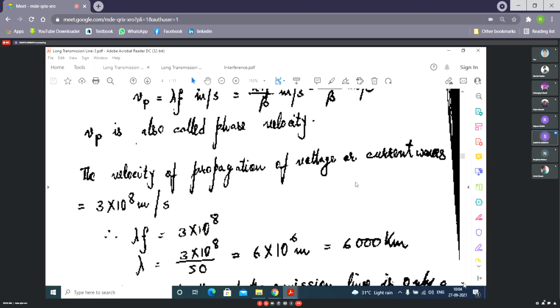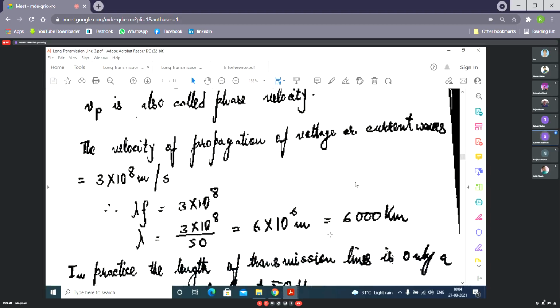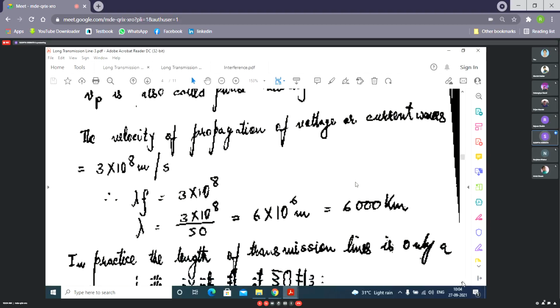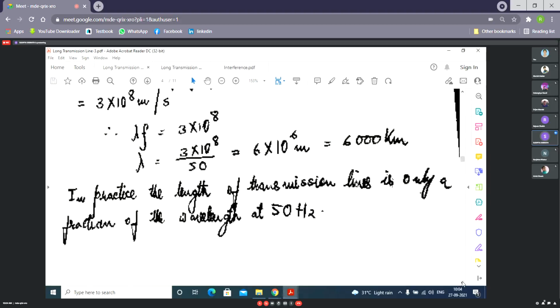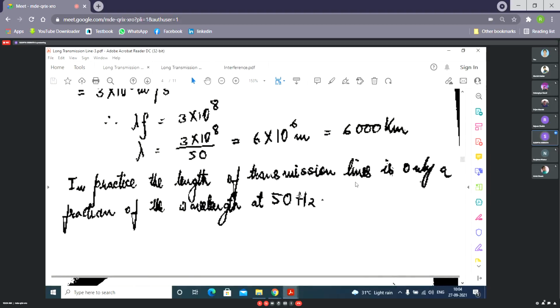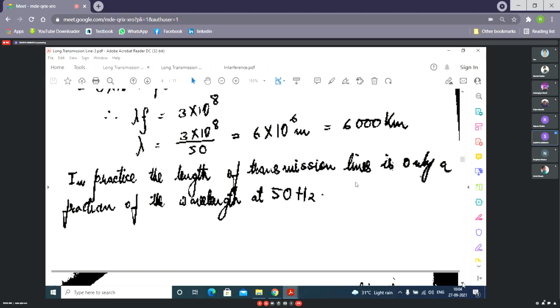But in actual practice, a transmission line cannot be of such huge length. Then there will be voltage drop, stability problems, lots of problems. So in practice, the length of the transmission line is only a fraction of the wavelength at 50 hertz. So it never occurs that there is a phase shift of 2 pi.